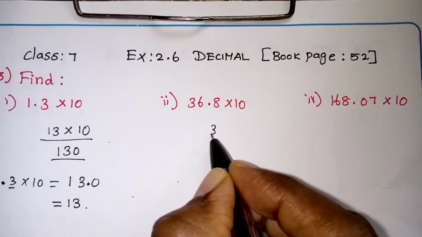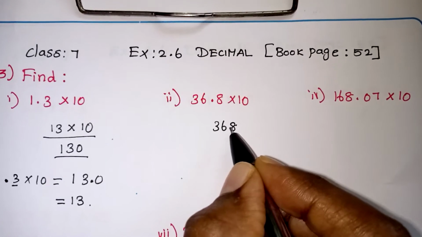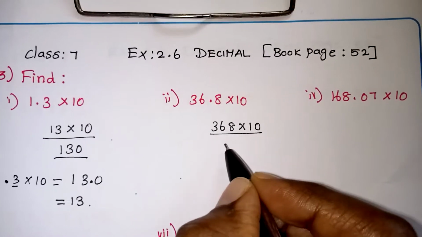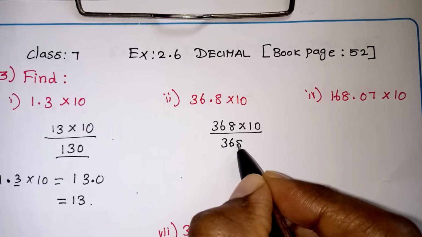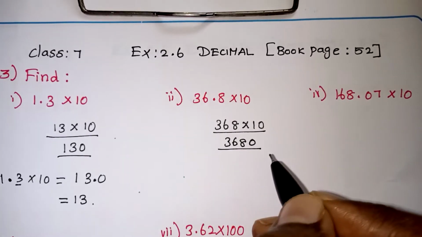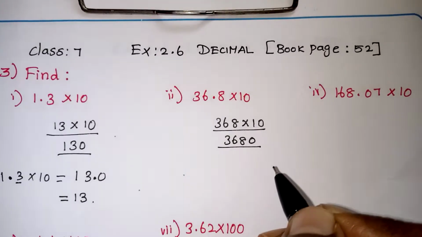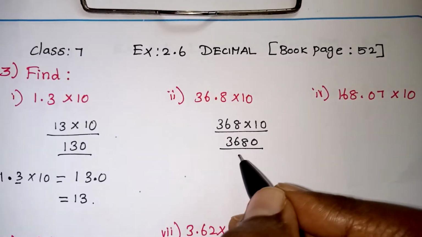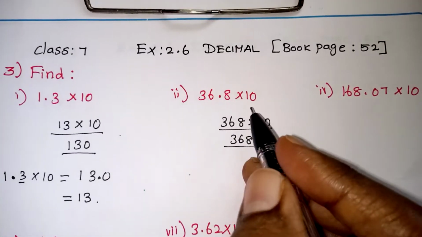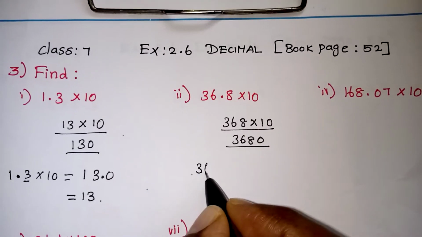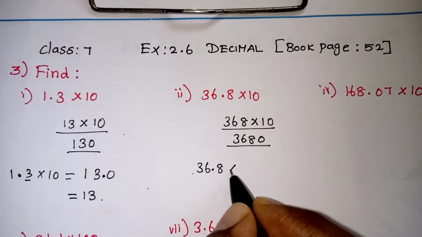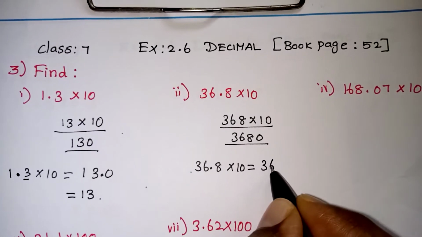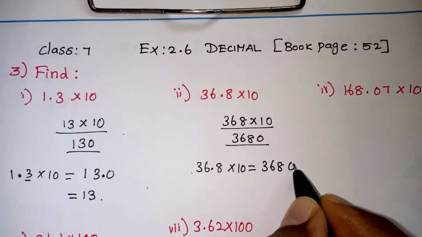Suppose we are multiplying without the decimal. Any number multiplied with 10 gives the same number as the answer along with a 0. 5 tens are 50, 7 tens are 70. Only the 0 will be added extra. In the same way, 368 tens are 3680, we can write it. Now coming back to the question, 36.8 into 10 will be equal to 3680, which is what we are getting.